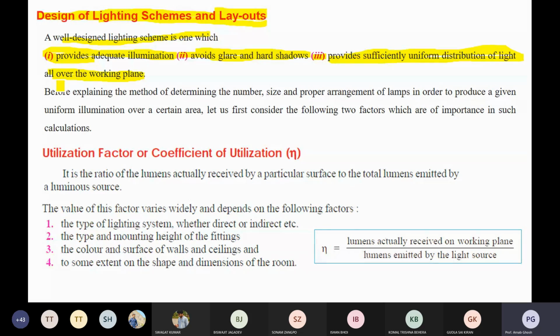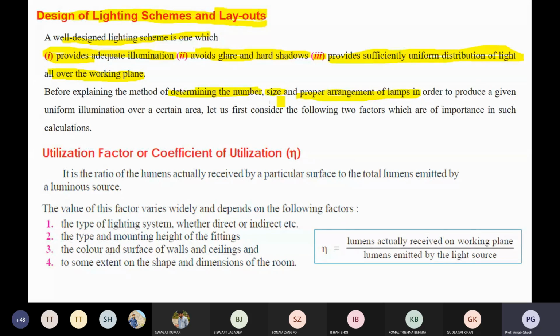Determine the number: how many lights are required. Then size: is it a point source, a fluorescent lamp or an incandescent lamp, and what will be the size of that source? Then proper arrangement of the lamps, to produce uniform illumination over a certain area.